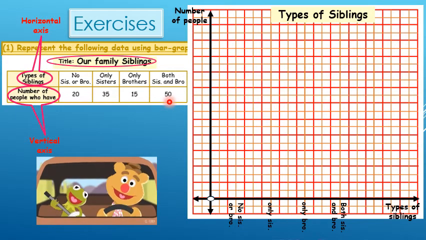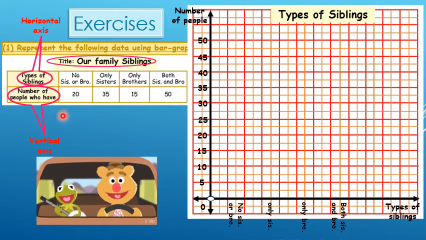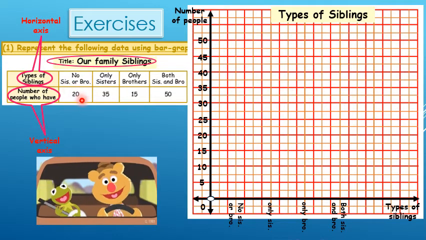If you notice, we have a scale of, good job, scale of 5, good job, beginning from 0. Write down your scale of 5, 10, 15, 20, 25, 30, 35, 40, 45, and 50. Good job. Now let's go draw our bar graph. First one here, first column, no sister or brothers. We have 20 people. Okay, yes, no sister or brothers.